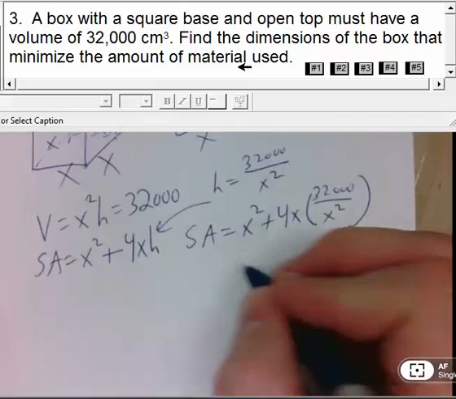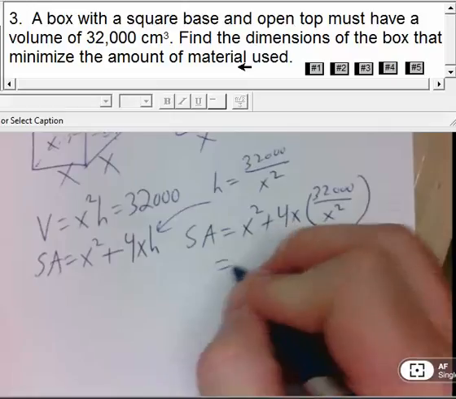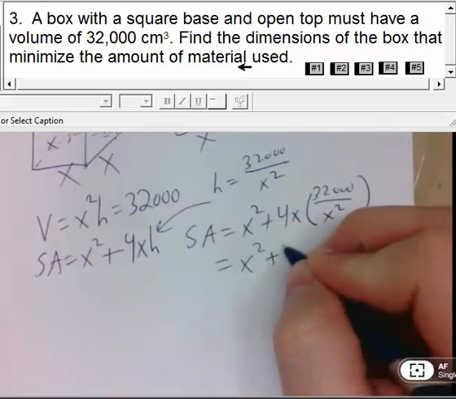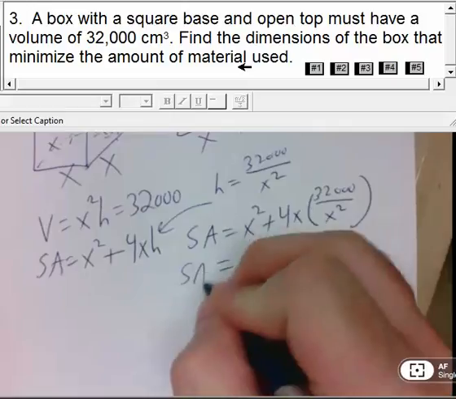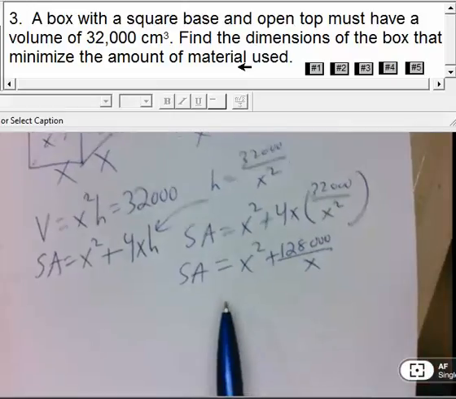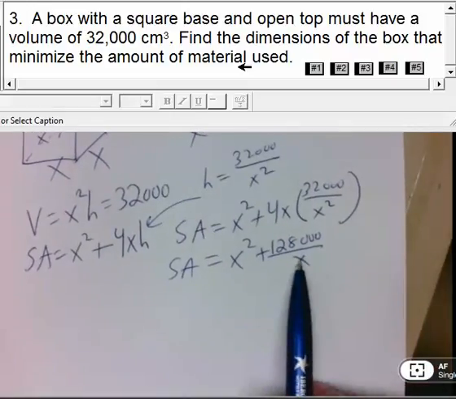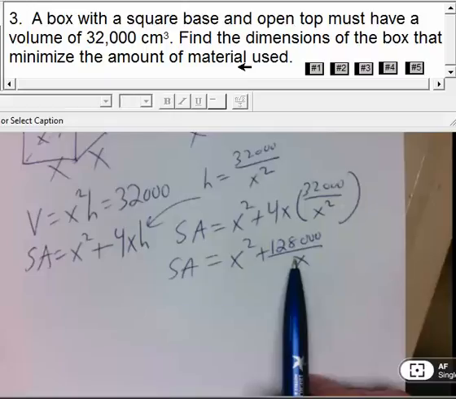So here we go. First of all, let's clean it up. So x squared plus 128,000 over x. There's my surface area. And when I go to do my derivative, I'm sorry, if you're still doing quotient rules on things like this, I don't know what's going to convince you that it's not worth the effort doing it that way.